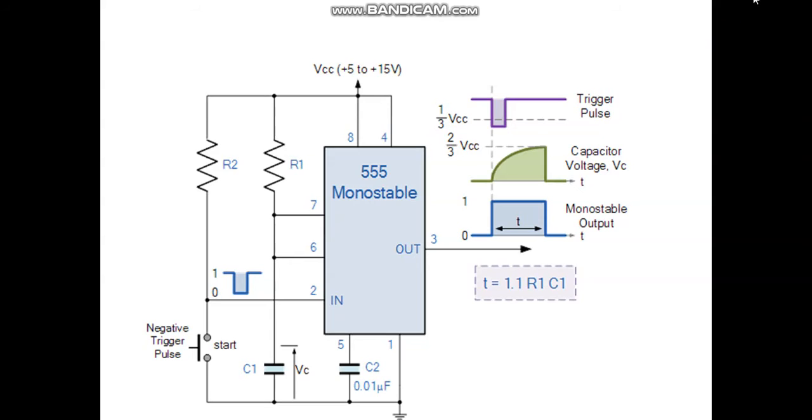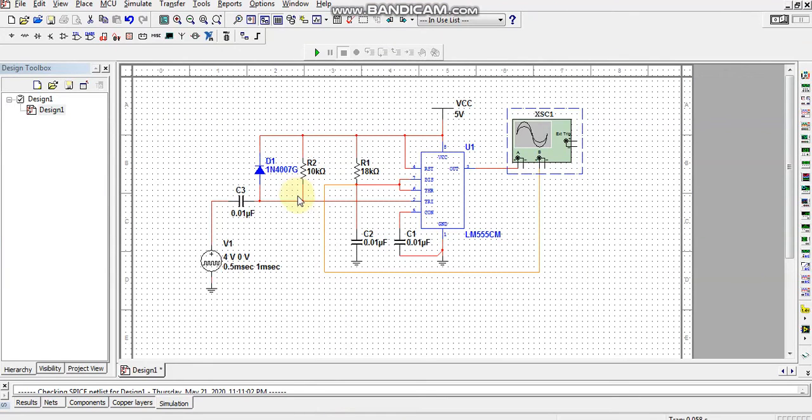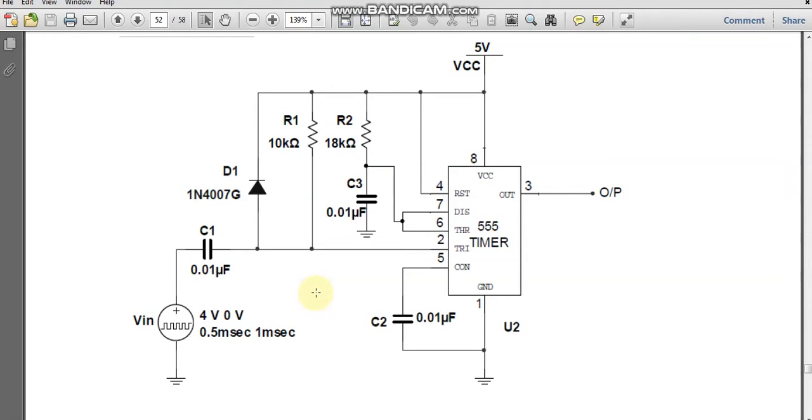Next, moving on to the circuit diagram. Here I have a circuit diagram using Multisim, the same circuit diagram I'm using. In this circuit diagram you have an extra diode and one extra resistor, so that these pulses are square wave type of pulses.